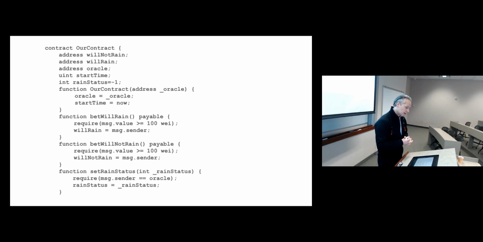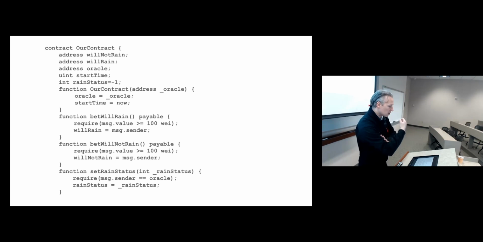And then you have to define what rain status is. Initially, the rain status is -1 because you haven't resolved the contract as yet. If it becomes 1 or 0, that would mean it rained or it didn't rain. So we have an oracle, we have a start time, and now we're defining a function. I'll give you a cheat sheet on these functions later on, so you can see the sequence.